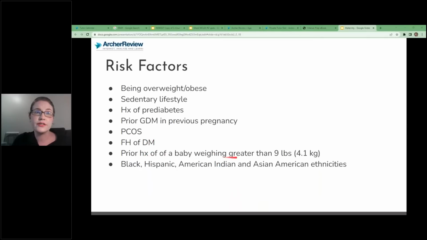Definitely if there's a prior history of a baby weighing over 9 pounds, that's a big risk. I've had patients before who say, yeah, I've never had gestational diabetes. And then the next thing they tell me is, yeah, I had an 11-pound baby. In my head, I'm thinking, yeah, you probably had gestational diabetes. You just weren't accurately diagnosed. And then again, being African American, Hispanic, American Indian, or Asian American all will increase the risk as well.